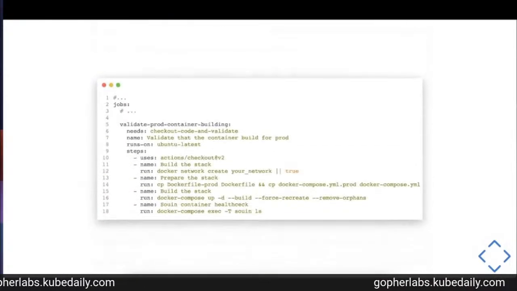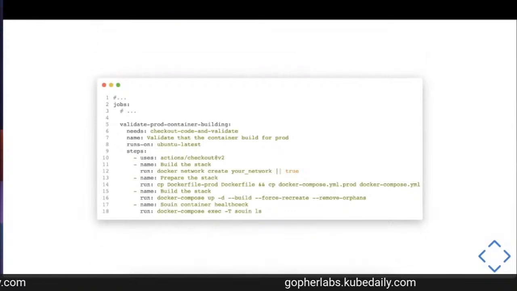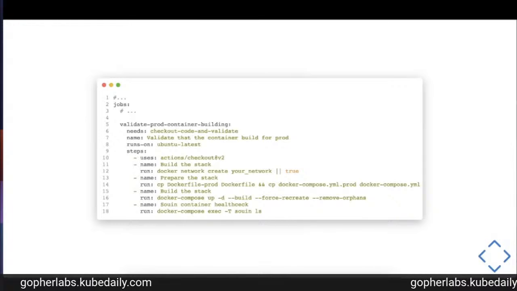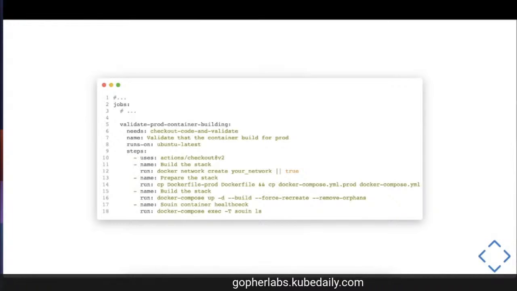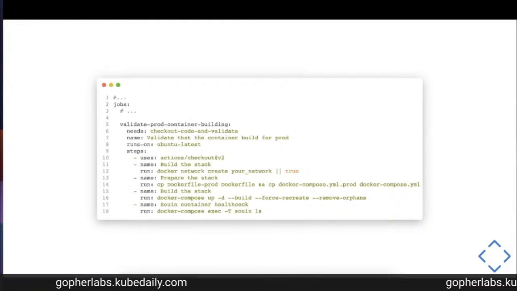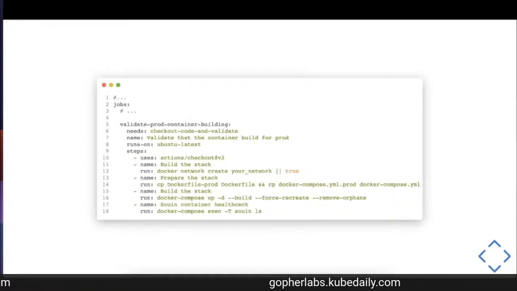After that, I validate that the production container is ready to be built, and for this, I'm just running the ls command inside the Swan container, and if it's okay, it means Swan is running without crash, and it should be okay.